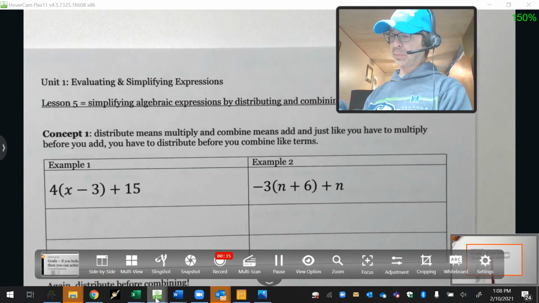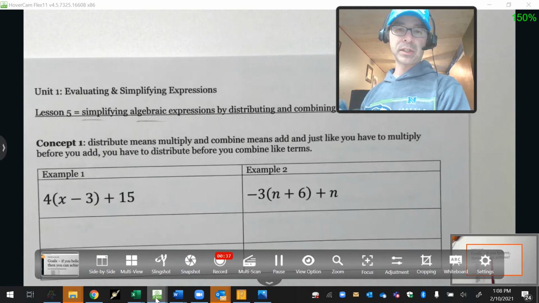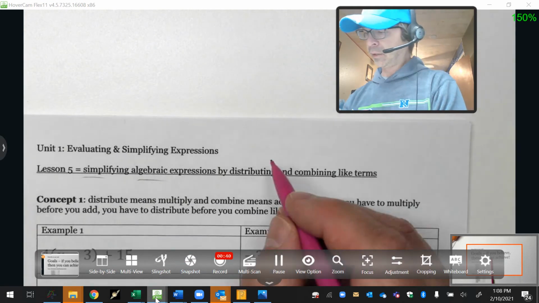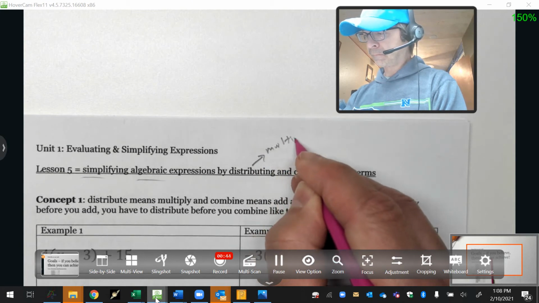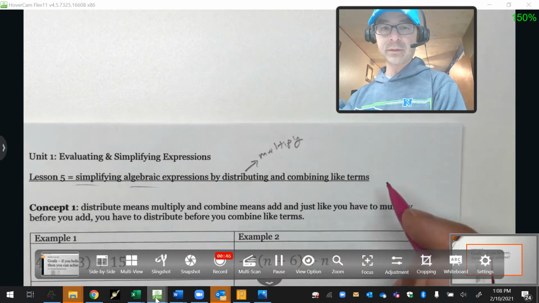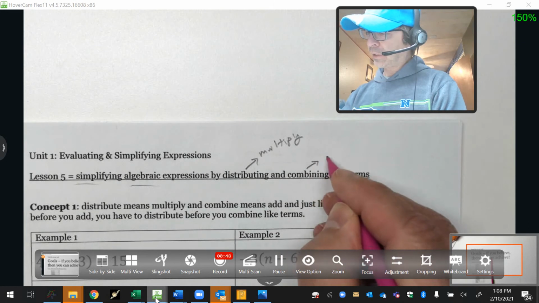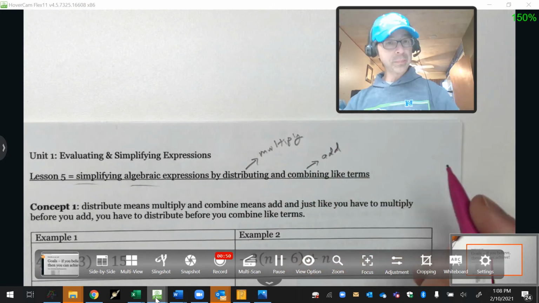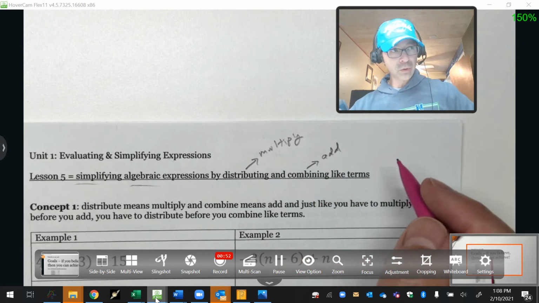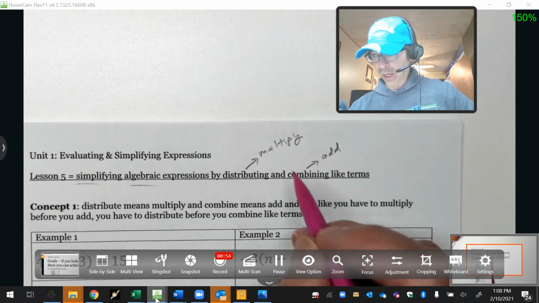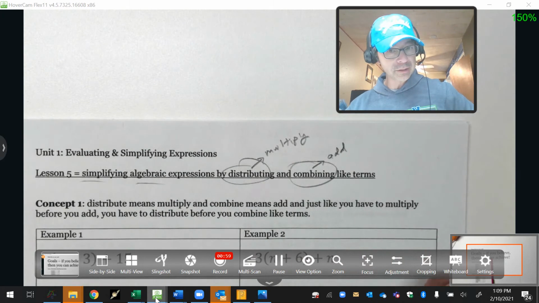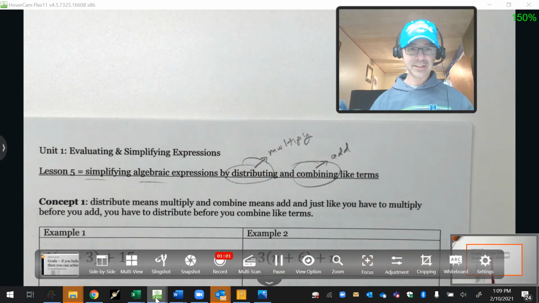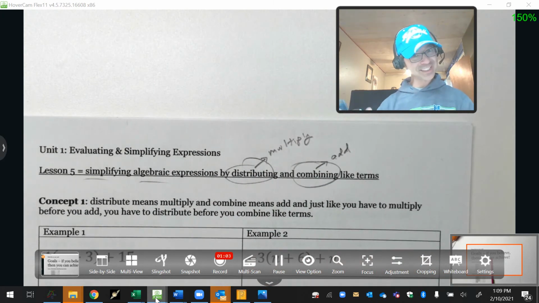Simplifying algebraic expressions by distributing and combining like terms. Recap: distribute means multiply. Why is my writing so sloppy today? I don't know. Combine means add. So, according to PEMDAS, when you are simplifying algebraic expressions, you have to do it in that order: multiplying before adding, distributing before combining. Makes perfect sense?